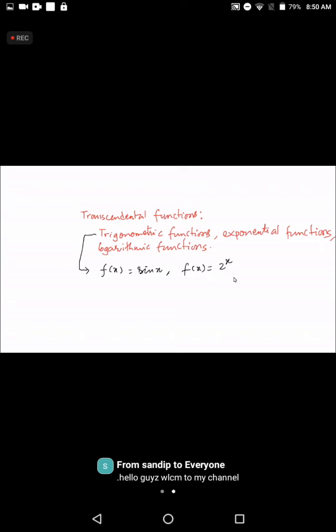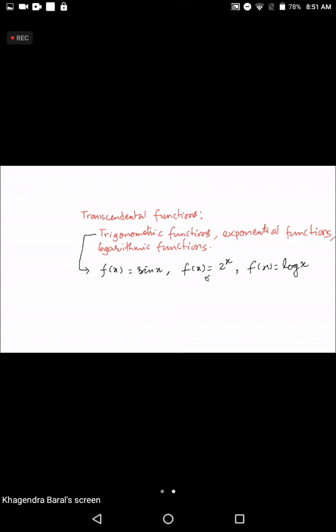And the function that is the inverse of the exponential function forms the logarithmic function, and the function in the form f of x is equal to log x. These type of functions are the logarithmic functions. This is the inverse of the exponential function. These functions are the transcendental functions. f of x is equal to sine x, f of x is equal to e to the power x, f of x is equal to log x.